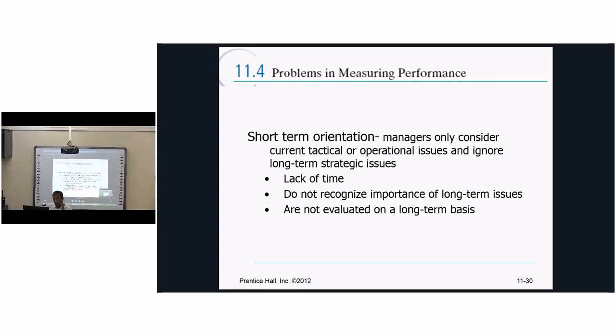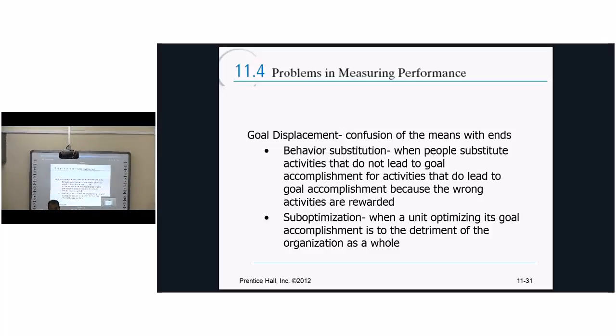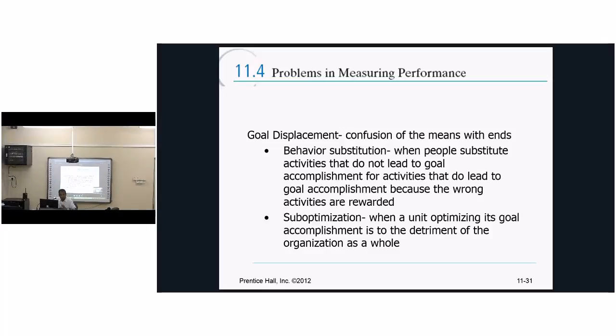Another problem is goal displacement, the confusion of means with ends. For example, in soccer, there's a clear goal. Everybody wants to play for a goal. There's a clearly defined task and goal. But sometimes in an organization, the end goal is not really clear to the managers. One day the managing director comes and tells us about profitability. Another day he comes and tells about sales growth. A couple of weeks later he talks about cost reductions. Then he talks about revenue growth. So sometimes the managers are confused about what exactly needs to be done, which is known as goal displacement.